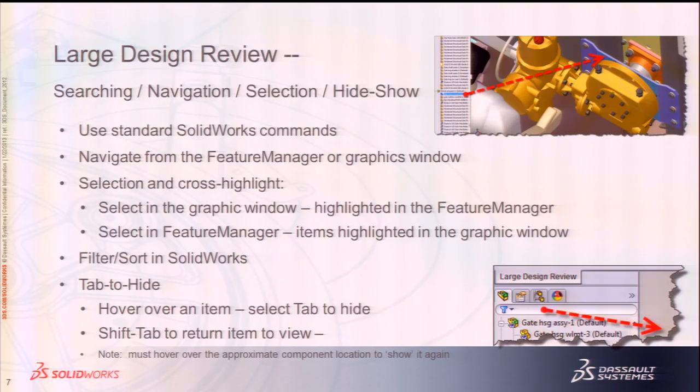And I will highlight the ability to put the mouse over something, tab to hide the item, and then if you change your mind, just shift tab to bring it back. And if you drill down a few layers, you can just shift tab to bring back the items that you actually hid.